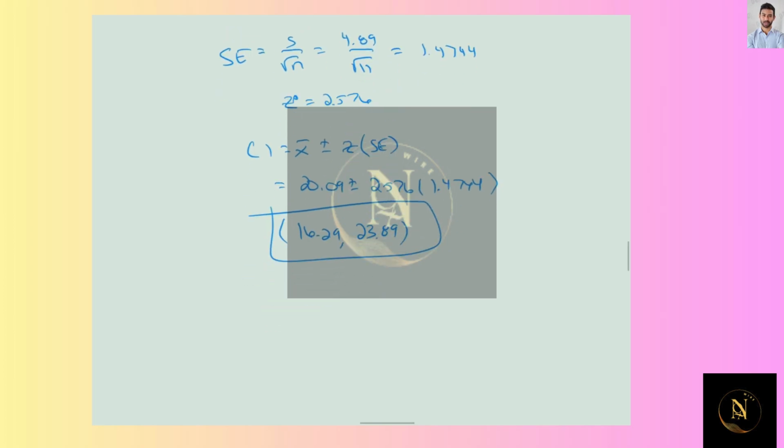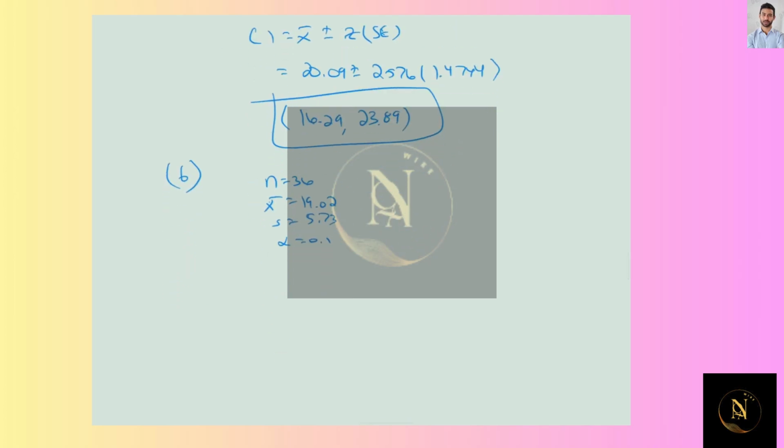All right, and then for part B, for the hypothesis test, our sample size is 36, our sample mean is 19.02, our sample standard deviation is 5.73, and our significance level is 0.1. And so the null hypothesis would be that the true average amount of time taken to assemble chair models is 20 minutes. And the alternative hypothesis is that it is different.